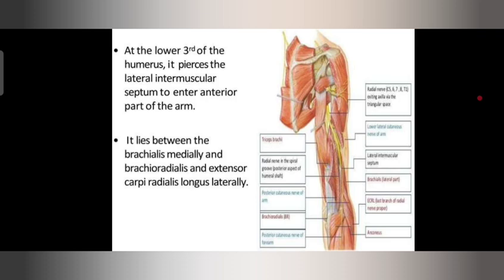And at the lower third of the humerus, it pierces the lateral intermuscular septum to enter the anterior part of the arm, and it lies between the brachialis medially and brachioradialis and extensor carpi radialis longus laterally.